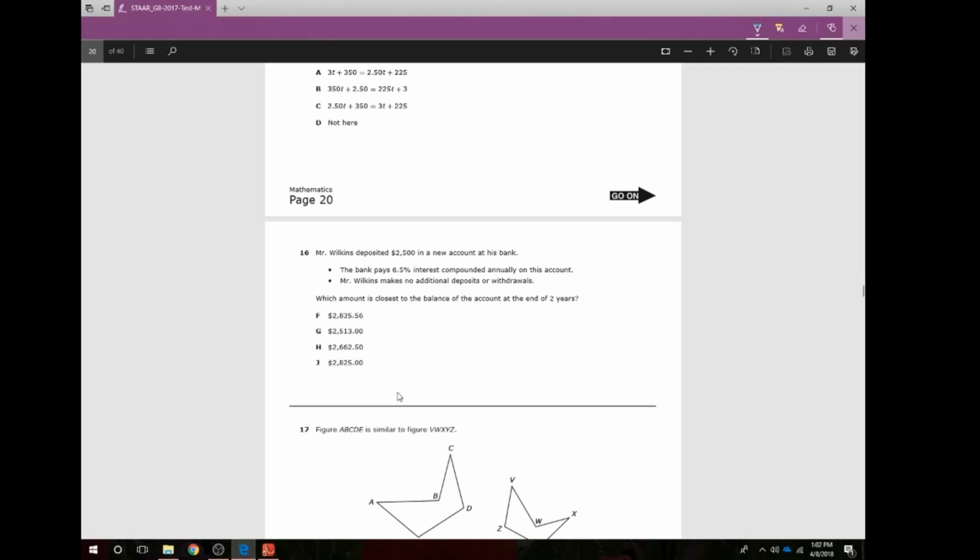So, I'm going to circle some numbers. 2,500 is important, 6.5% is important, and 2 years is important. I know this is compound interest because it says compounded annually. Underline that. So, I use my compound interest formula. A equals P times 1 plus r to the power of t. So for this problem, I'm going to do it using my calculator, and I'm not going to convert the percent to a decimal. I'm just going to have my calculator do that for me. So I'm going to plug in my numbers.